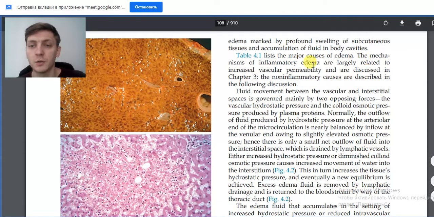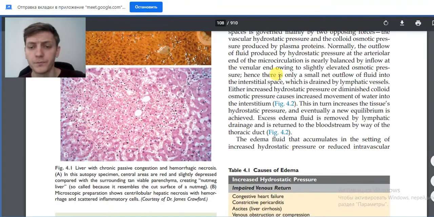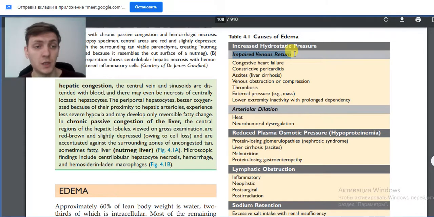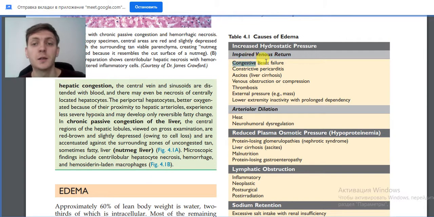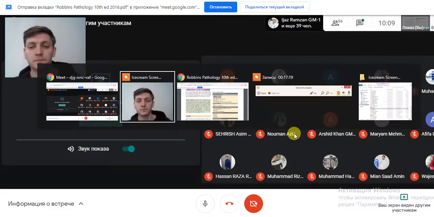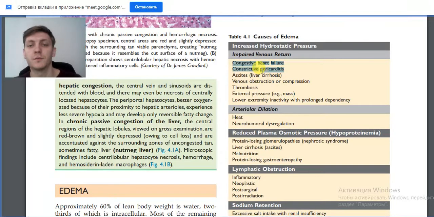The mechanisms of inflammatory edema are largely related to increased vascular permeability, as I said before. Okay, let's talk about impaired venous return. Impaired venous return is the main cause. It is congestion, so keep it in mind. It's caused by congestive heart failure, and constrictive pericarditis, when the fluid of pericardium impairs the normal contraction of the heart.